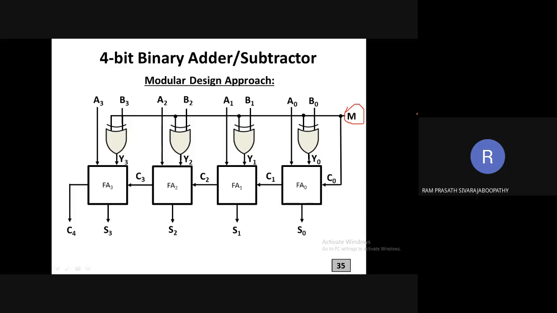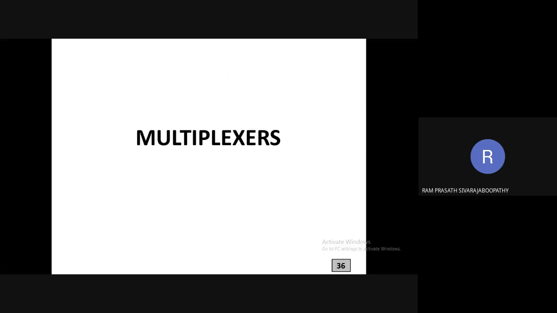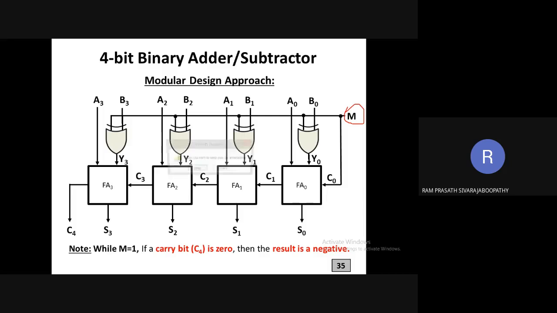Fine. See, when you get free time, you can work out these circuits in your software. We mentioned the mobile app, Logic Circuit Simulator Pro. In that you can work it out. Okay, so with this we will stop today's session. One more note: while M equal to 1, if carry bit C4 is 0, then the result is negative. When we say subtractor, if C4 comes as 0, it means a negative number. Okay, so with this we will stop.